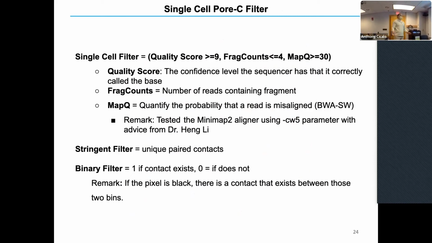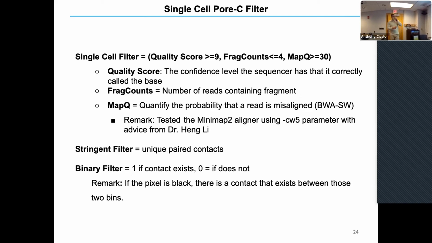So why we chose those parameters is the quality score is the confidence level the sequencer has that it correctly called the base. The frag count is the number of reads containing a fragment. And why we made this 4 was these cells are not synchronized. We don't know what stage of the cell cycle they're in. So it's possible that they could be in mitosis and have 4 copies. So we're allowing that. And then map quality is used to quantify the probability that a read is misaligned.